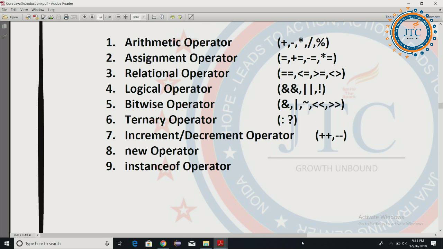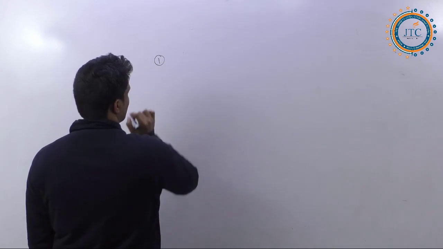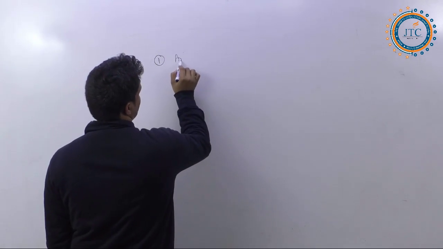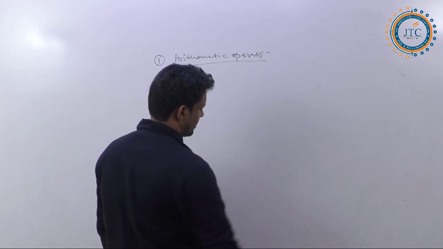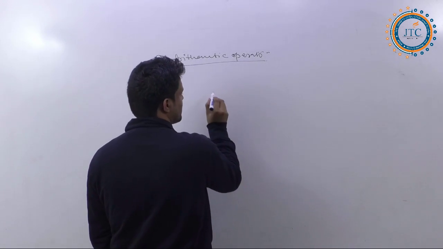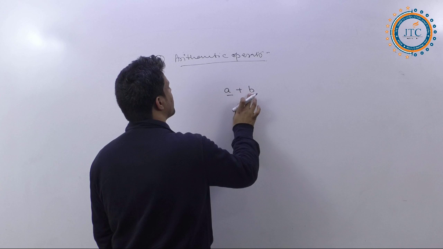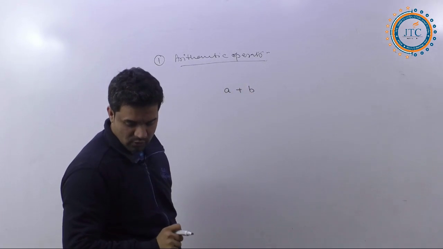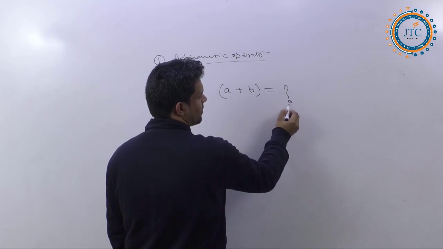In the first one, the arithmetic operator, I am writing arithmetic operator here. Wherever we use these operators, let's say I am writing A plus B. I am writing these two things over here, A plus B. Whenever I write this, it is going to give some result, right?